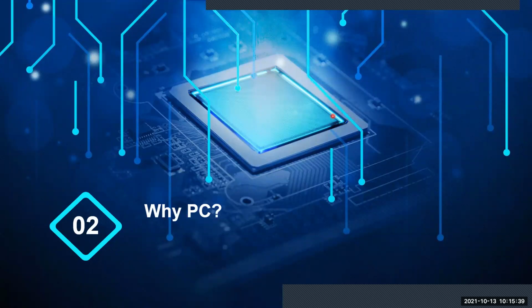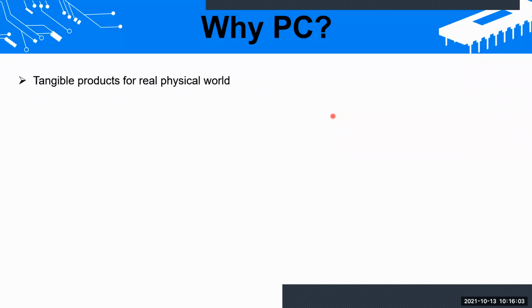In second year you have an electronics subject. Then in fourth year you have embedded systems, and you can choose robotics. There are about 2-3 subjects you can pick in your degree, so this is the starting point. So why do we need PC? Because we can create tangible systems or products that deal with the real, physical world.